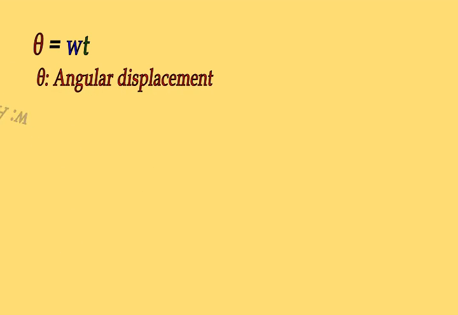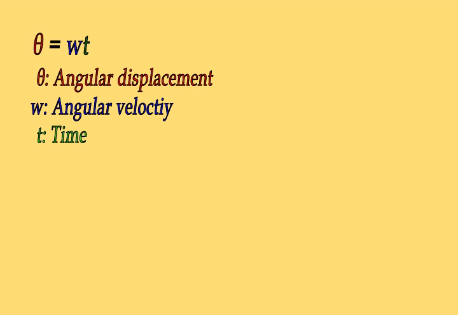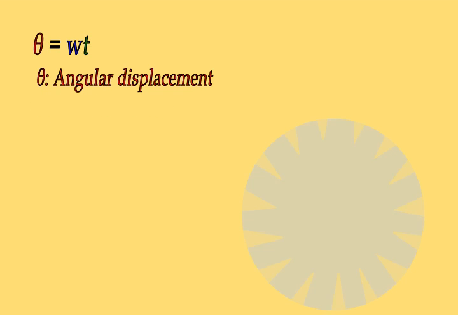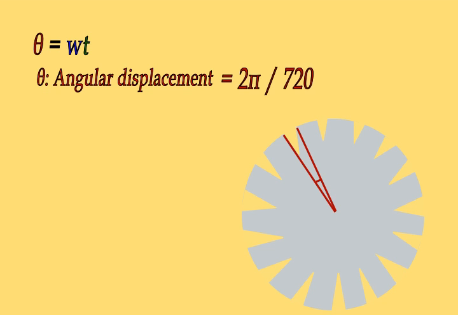After that, we can use the formula theta equals omega times t, where theta is the angular displacement, omega is the angular velocity, and t is the time found in the previous step. Then, what is the angular displacement we need? Since we have to find the minimum speed of rotation of the wheel, the angular displacement is the distance of one notch. Therefore, the angle is 2 pi over 720, so that we know the angle of one notch. Then, we can substitute all the numbers into the equation.